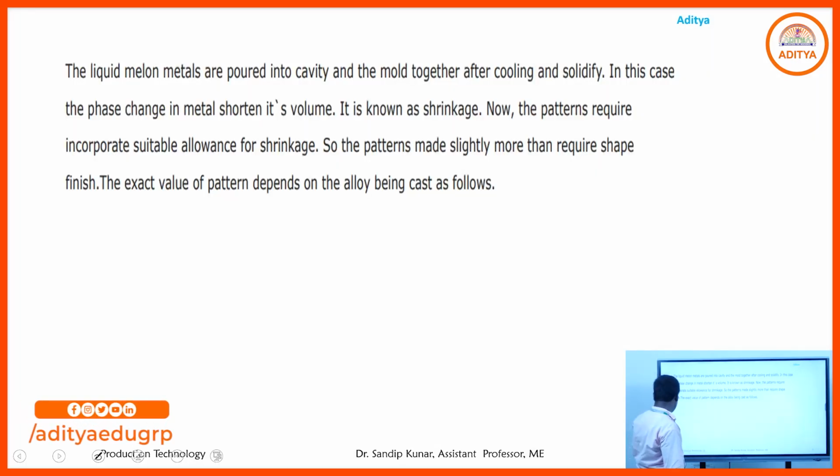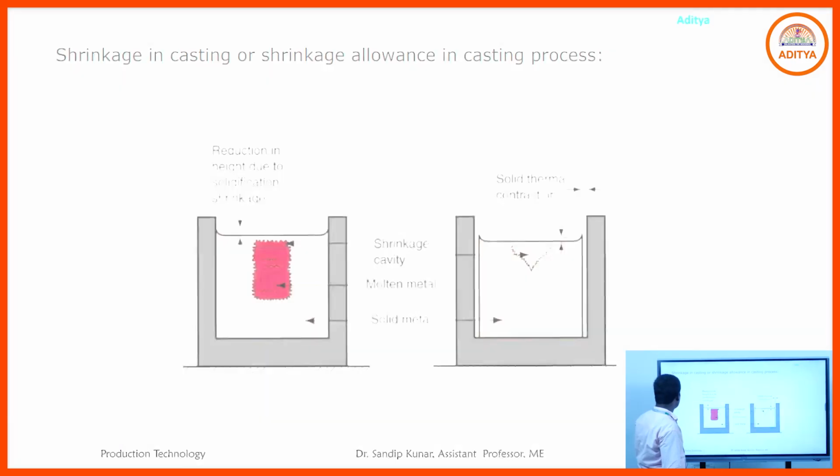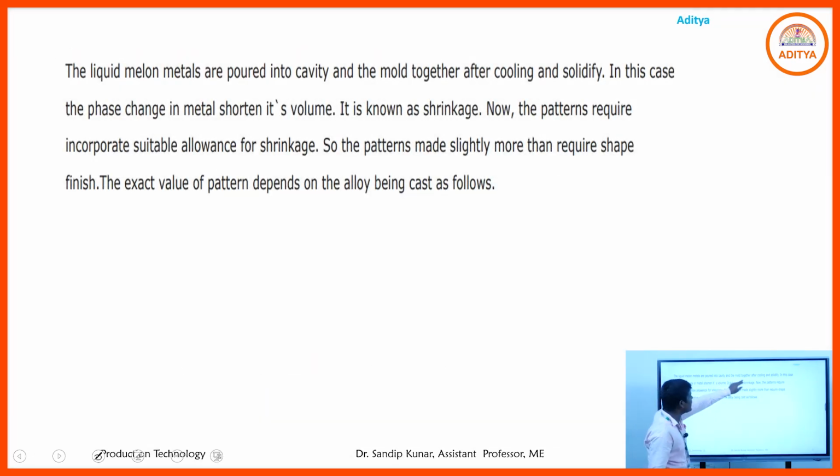Now, when liquid metal is poured into the cavity, the mold cools and solidification takes place, so the phase changes. Due to heat extraction, the liquid molten metal is converted into a solidified product. That is known as shrinkage. The volume of the liquid metal is higher than that of the solidified product, so due to solidification, shrinkage takes place in the casting process.